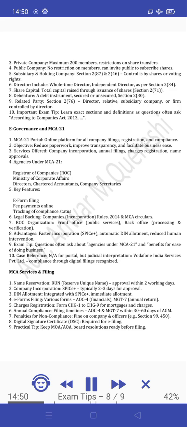10. Important exam tip. Learn exact sections and definitions, as questions are often asked according to the Companies Act, 2013.